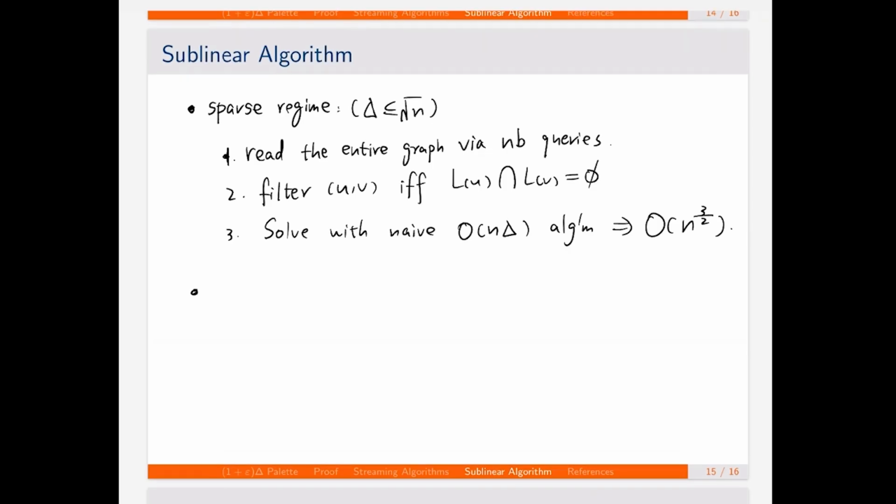Okay, the second case is a little bit trickier. This is the dense regime, where delta is greater than square root n. In this case, we can keep a set of vertices for each individual color. So for example, we can set V_C to be the set of vertices V such that C is in the color list of V.